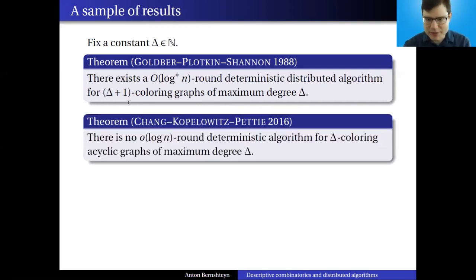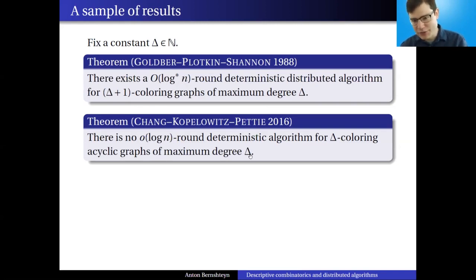Now you can ask what happens if you want delta coloring rather than delta plus 1, can we get a Brooks theorem version? And the answer is no for deterministic algorithms, at least if we want it to be more efficient than log n, the number of rounds to be little o of log n. This is going to be the threshold we will be looking at. This is little o of log n. This is much smaller than logarithm.